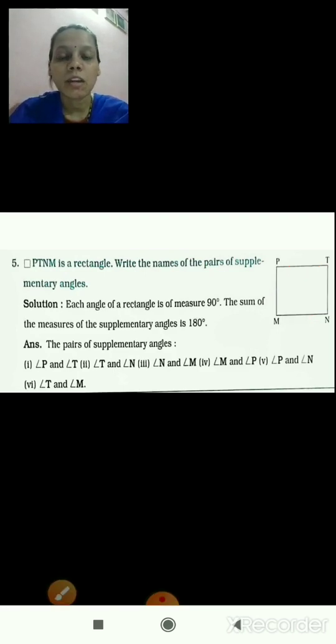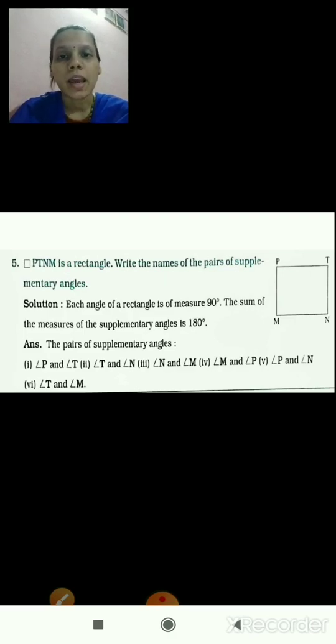Okay, one more time we'll see. Quadrilateral P, T, N and M is a rectangle. Write the names of the pairs of supplementary angles. The rectangle is given. You will write down the names of the pairs of supplementary angles. So in the solution, first you will write down each angle of a rectangle is of 90 degree. The sum of the measures of the supplementary angle is 180 degree. As the sum of the measures of supplementary angle is 180 degree, then we'll write down the pairs of supplementary angles. There are 6 pairs.